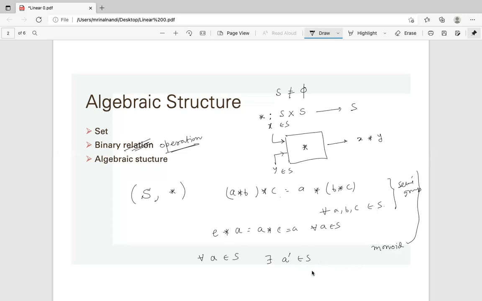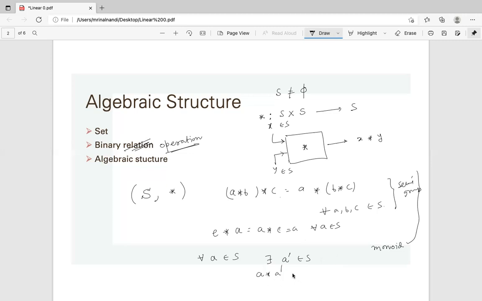Inverse may not exist, obviously. For some elements the inverse exists, for some it may not. But for the elements whose inverse exists, that inverse is one-to-one. And if A inverse exists, then the inverse of A inverse also exists, and that is A. What is this? The condition is again A star.